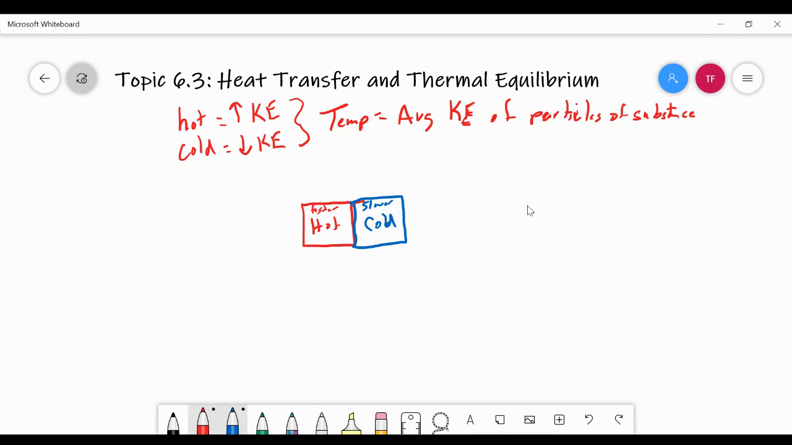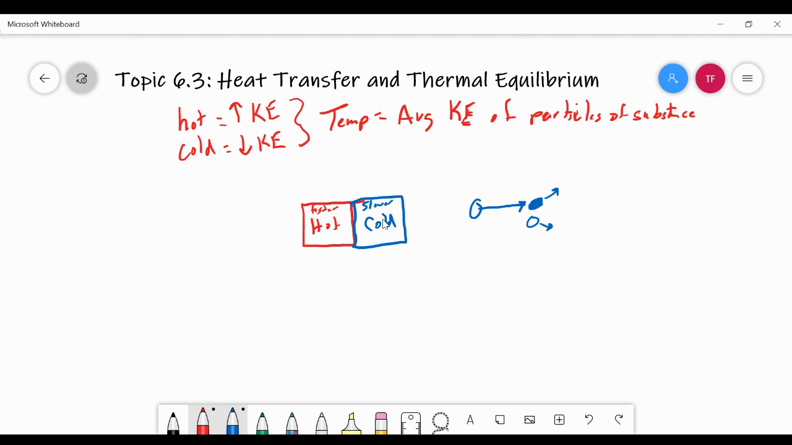Think about two pool balls. If you hit a fast moving pool ball into the stationary pool ball, the stationary one is going to move faster. The moving one is going to move slower, but overall the energy stays constant. So energy is going to be lost by the hot molecules to the slow molecules.